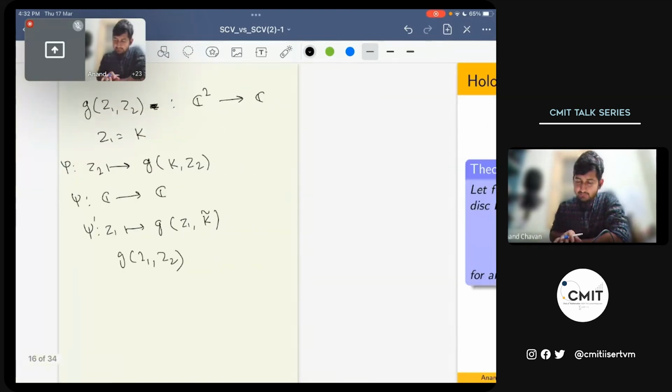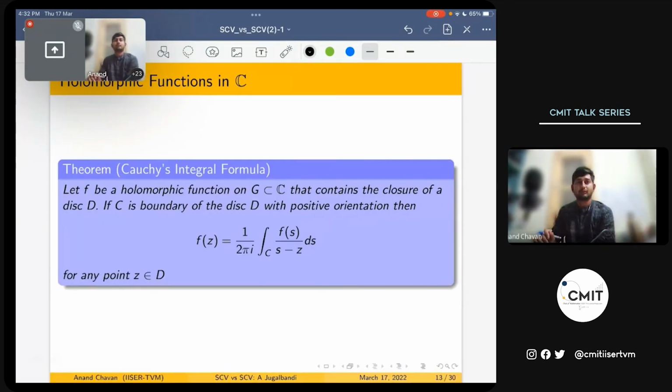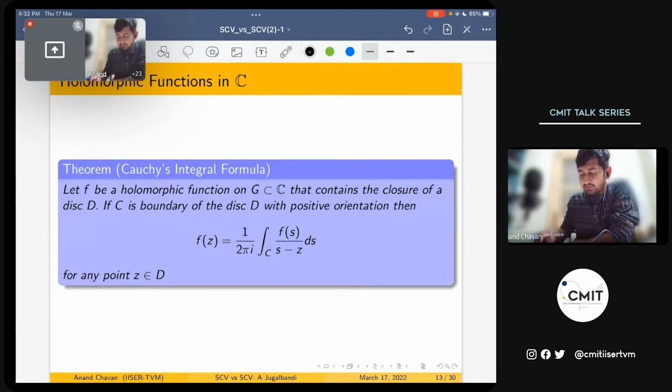So let's see some results from single complex variable theory. The first result is Cauchy's integral formula, which is very famous. This is the important theorem which will help to lay out every other result in single complex analysis. It says: let f be a holomorphic function on a set G contained in C that contains the closure of a disk D, and let C be the boundary of the disk, which is the circle, with positive orientation. Then f(z) can be written as 1 over 2 pi i times the integral over the circle of f(s) over (s minus z) ds.